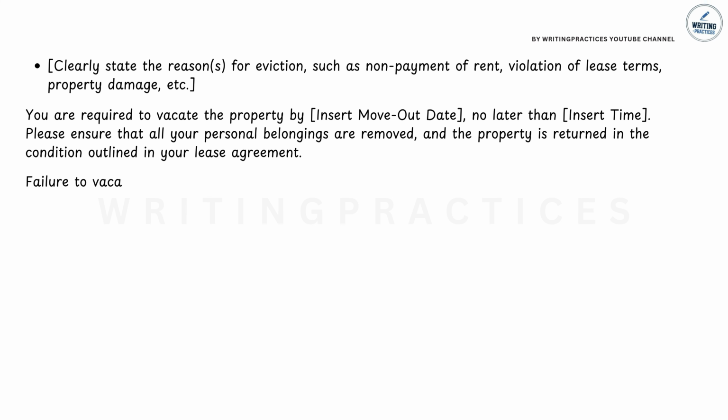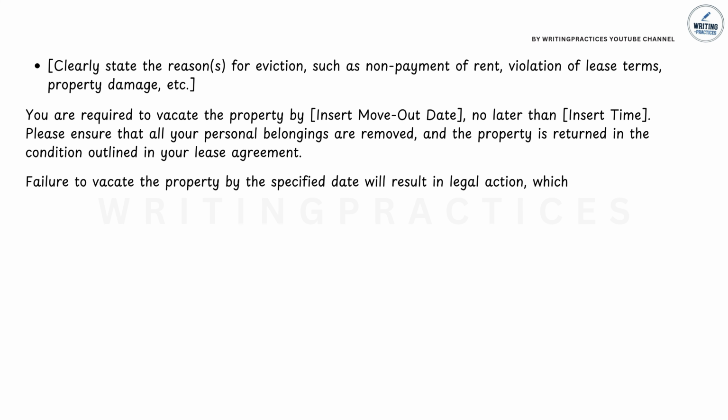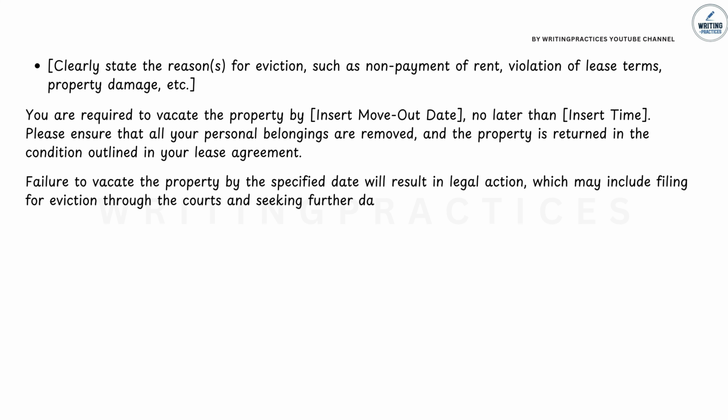Step 9. Mention legal consequences. Next, it's time to explain what will happen if the tenant doesn't comply. You can say, "Failure to vacate the property by the specified date will result in legal action, which may include filing for eviction through the courts and seeking further damages or compensation." This part of the letter outlines the consequences for not leaving on time. It makes it clear that legal action is the next step if the tenant doesn't move out as required. Always keep this section factual and avoid any emotional language. It's about sticking to the legal facts.